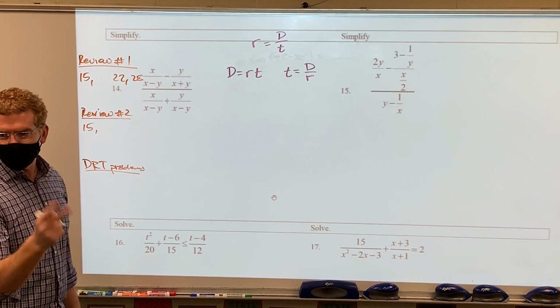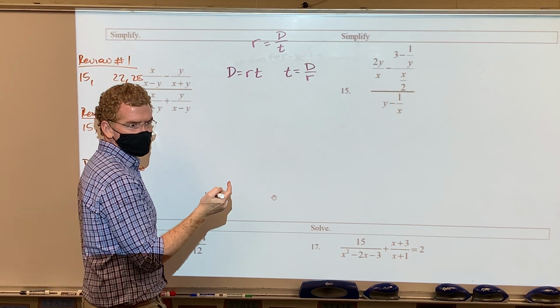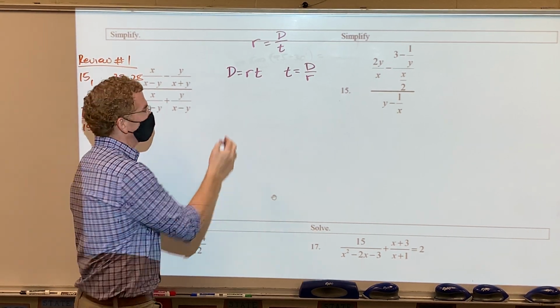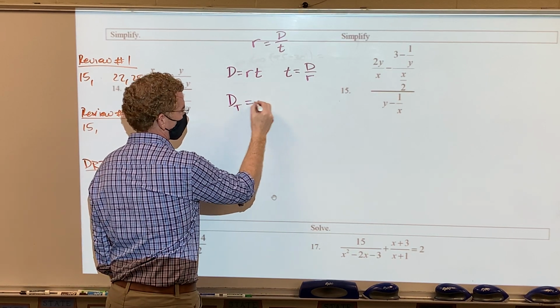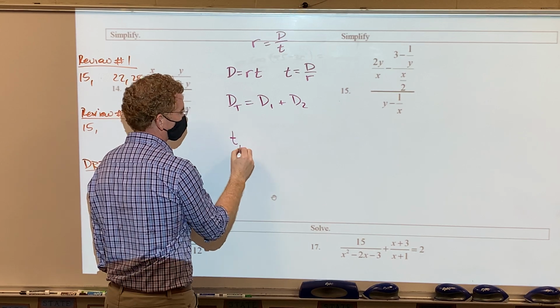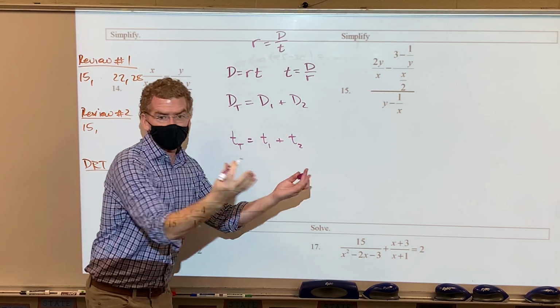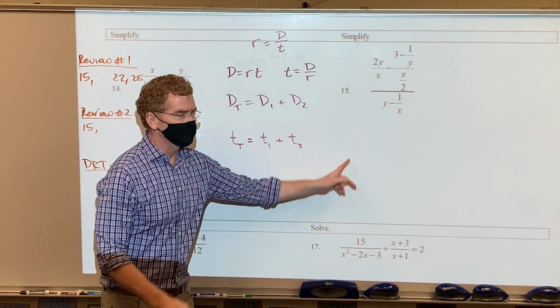And then the other two things that I've told you I remember are what? You remember them? The total distance is the sum of the first plus the sum of the second, and the total time is the sum of the first and the second, unless there's three of them, and then it'd be the sum of the first three.